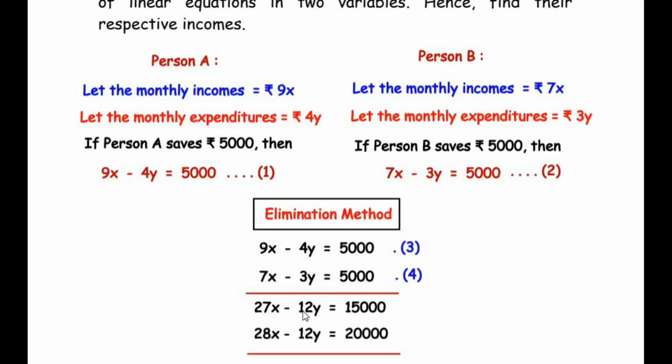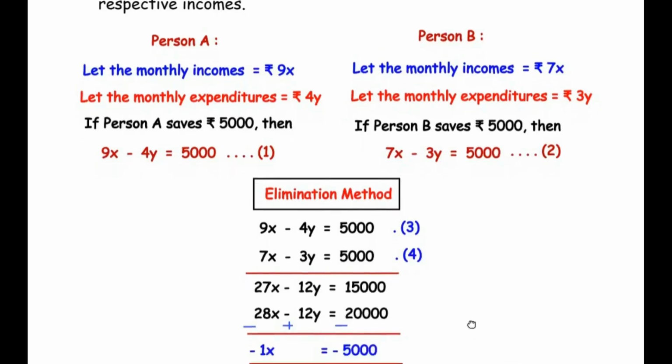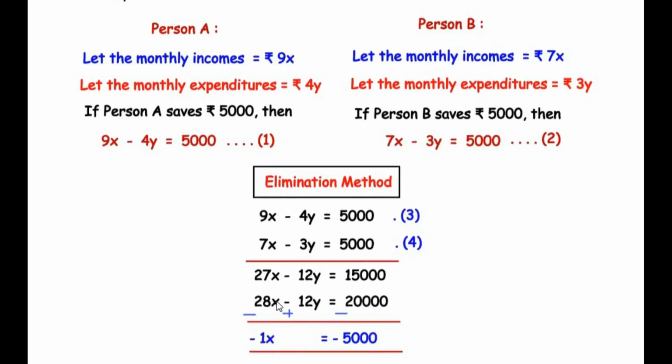Now we are going to change the signs of the second equation. So plus 28x becomes minus 28x, minus 12y becomes plus 12y, and plus 20,000 becomes minus 20,000. So we get 27x minus 28x gives us minus 1x. Now minus 12y and plus 12y add up to give us 0, that is they get cancelled, and 15,000 minus 20,000 gives us minus 5,000. Now we can cancel off the negatives from both the sides of the equal to sign.